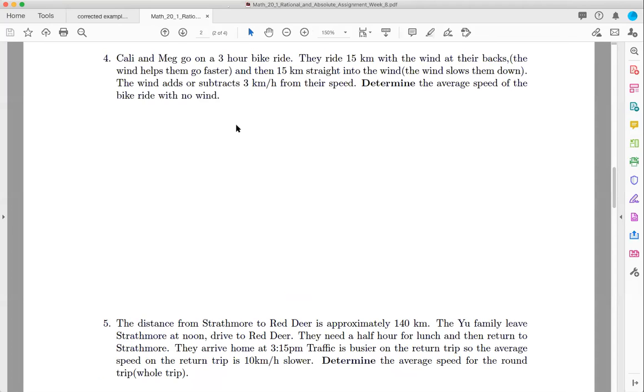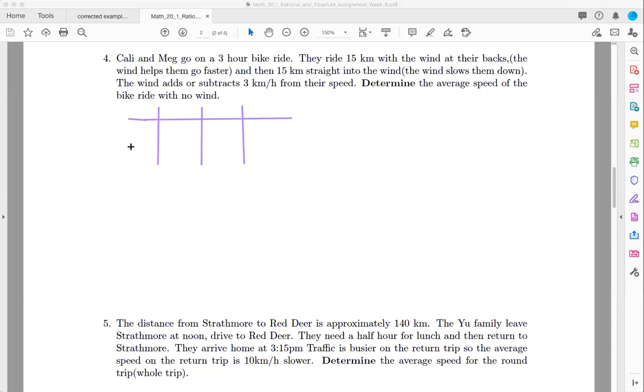So the wind's not helping them in one case, and it's not going against them in another. I think what will be important here is if we can use our organizational skills to separate some ideas here. So we'll make a table here, and we'll say this is distance. And we also have a speed, and we have a time.